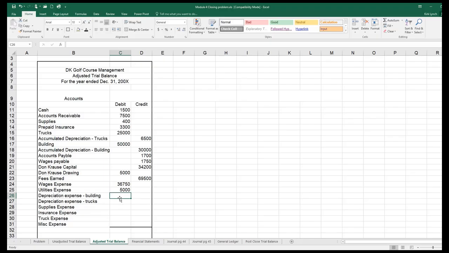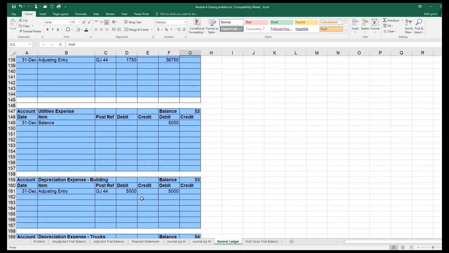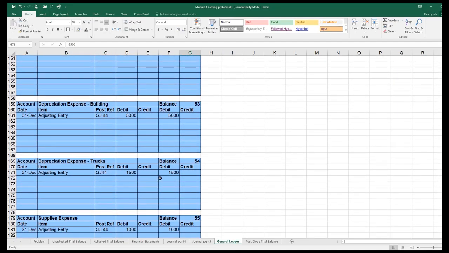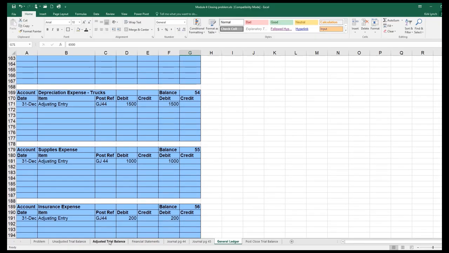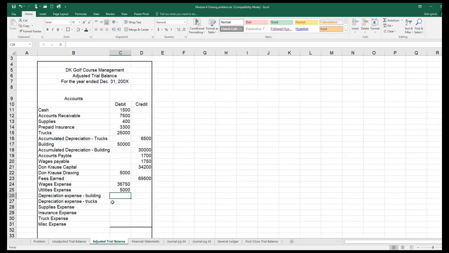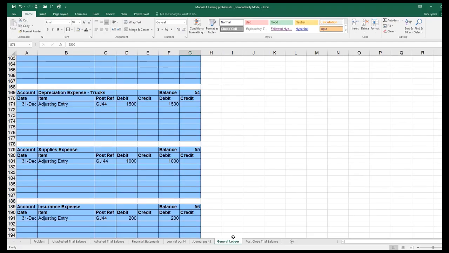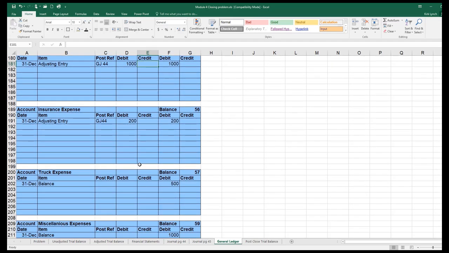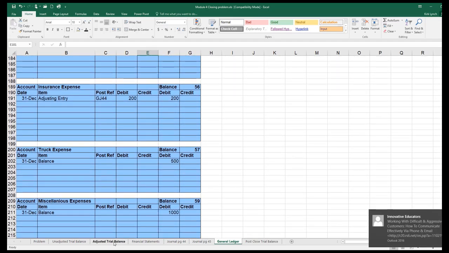And then we have our depreciation expense on our building. That was a new adjusting entry, and that amount was $5,000, and our trucks was $1,500. So we'll get those two and put them in there. And $1,500, and then our supplies expense, or the amount of the supplies that got used up in our adjusting entry there, and that was $1,000, and our insurance is $200. So we'll get those two entered.